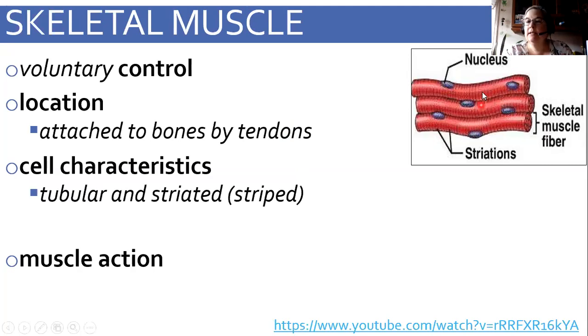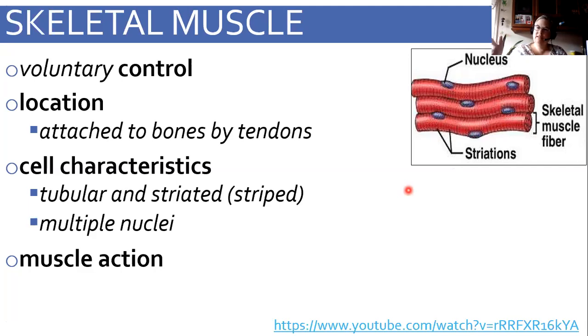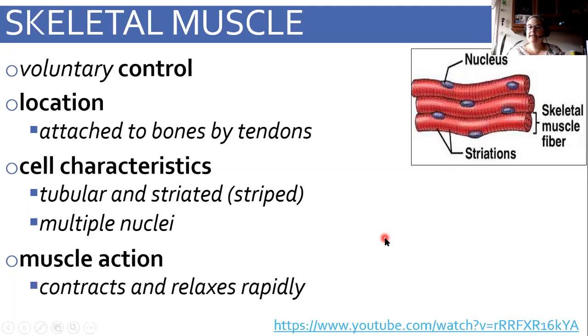Characteristics of these cells, again, they have this tubular, so a cylindrical type shape. They're striated, so they're striped. But they have more than one nucleus. Okay, so we want to know these different characteristics between cardiac muscle, smooth muscle and skeletal muscle. So it contracts and relaxes rapidly. We need to move quickly. If a ball comes to my head, I want to be able to either catch the ball or protect myself, so these have to go quick. But they do fatigue, so they get tired. So our skeletal muscles will fatigue.